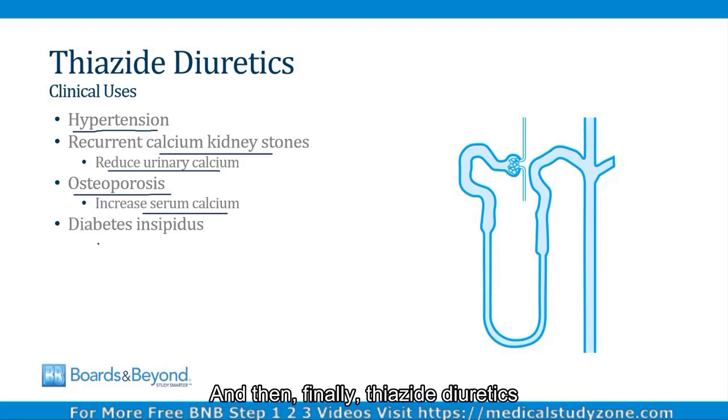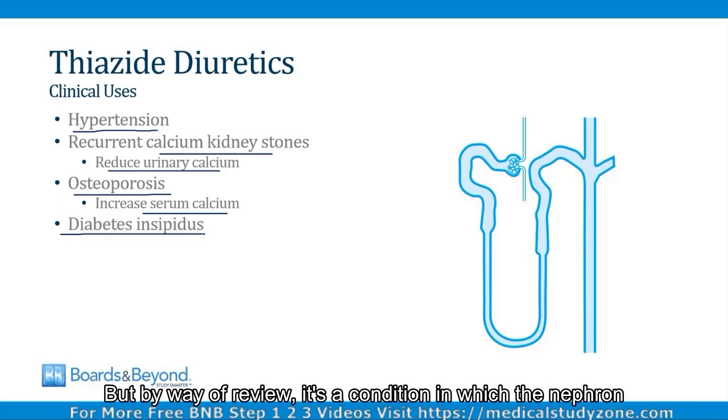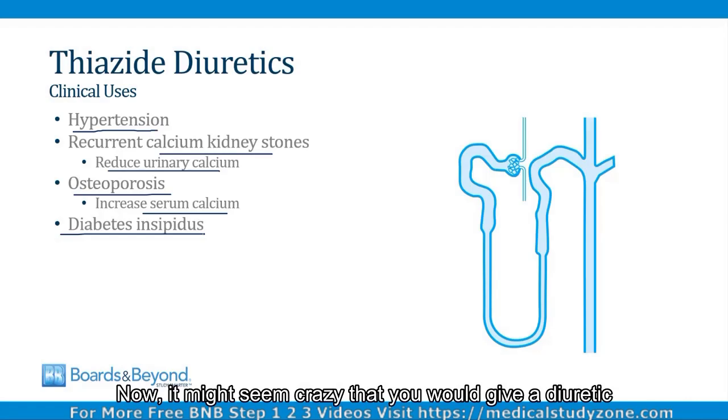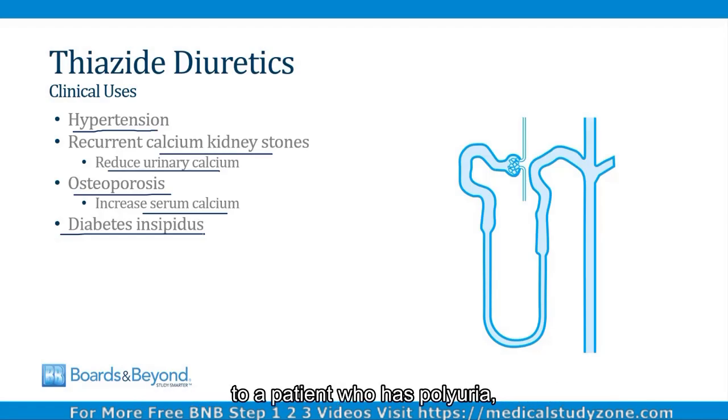And then finally, thiazide diuretics can be used in diabetes insipidus. I talk about diabetes insipidus in the video on sodium disorders, but by way of review, it's a condition in which the nephron does not respond normally to ADH. As a result, patients make lots of urine and they complain of polyuria and polydipsia. Now, it might seem crazy that you would give a diuretic to a patient who has polyuria, but let me explain why this can help.